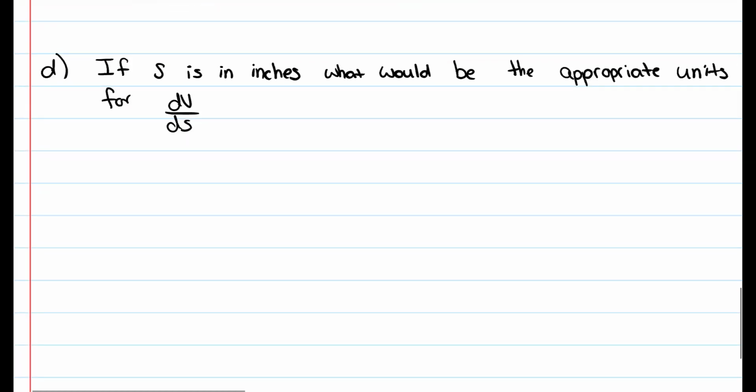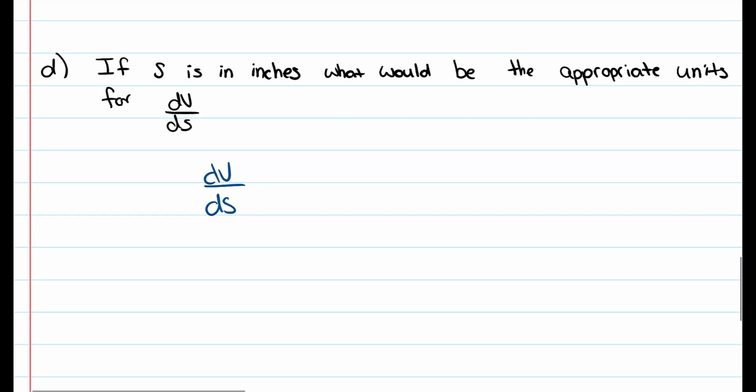If s is in inches, what would be the appropriate units for dV ds? Well, the volume is given in inches cubed, and the side length is just given in inches. So this is equal to inches cubed over inches, which we would read as inches cubed per inch. So for every 1 inch that the side length is increasing, it's increasing by 1 cubic inch in volume.